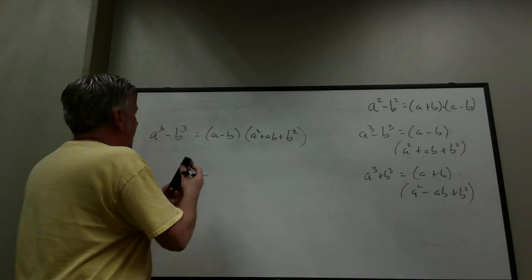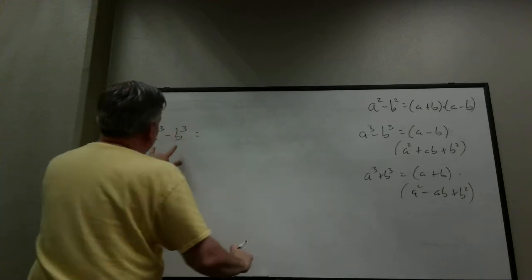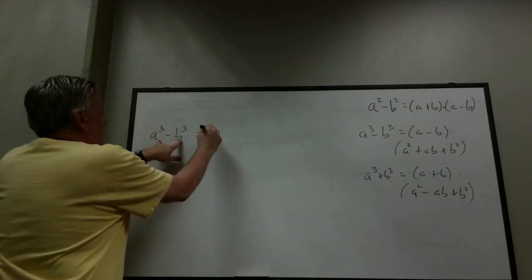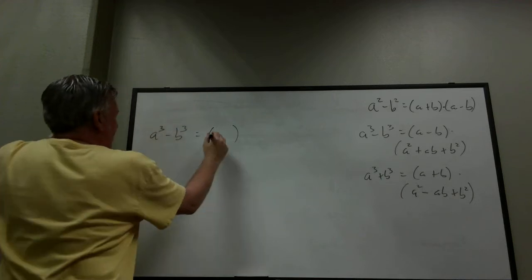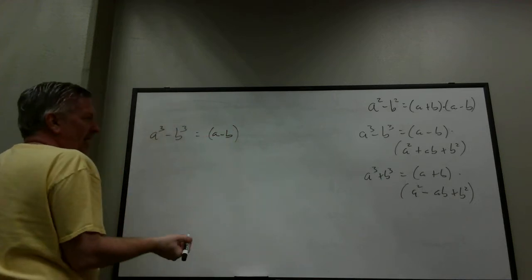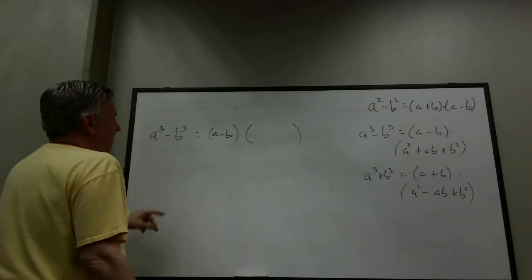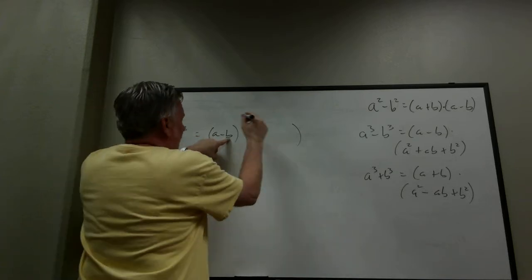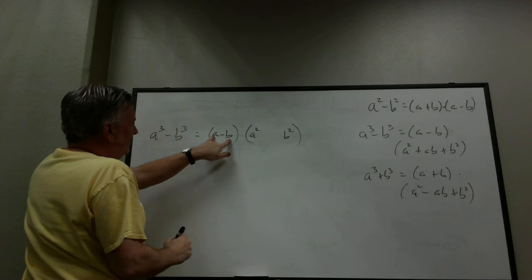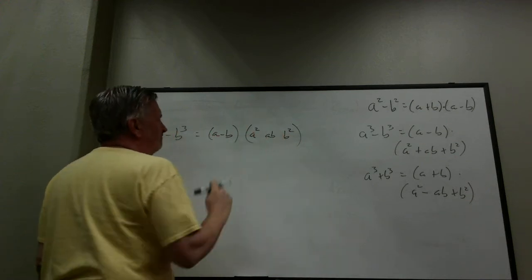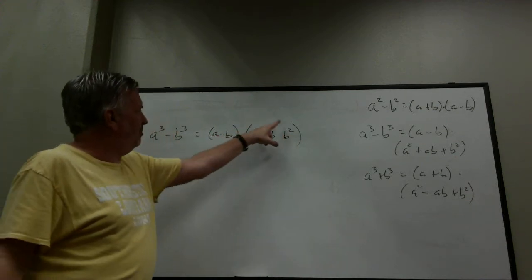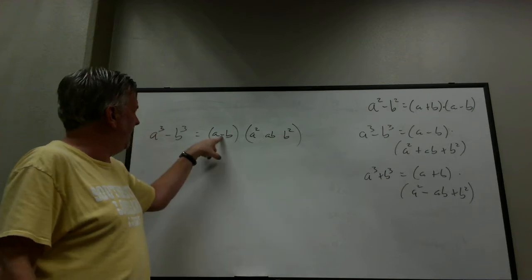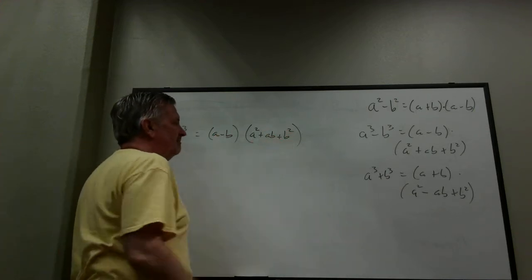All right, let me do it one more time. If I see a difference of cubes, how do you factor? Drop the 3's and you get a minus b. That's one of the factors. The other factor, you square the a, you square the b, don't worry about the minus. You multiply them together, ab. There's always one negative sign over here. There it is, and so that's a plus and a plus.